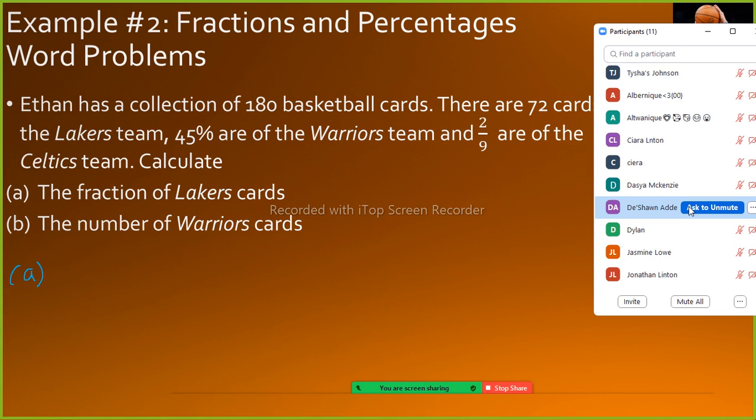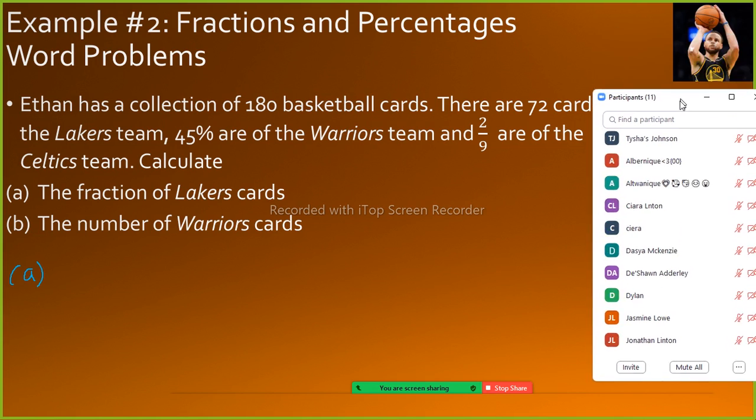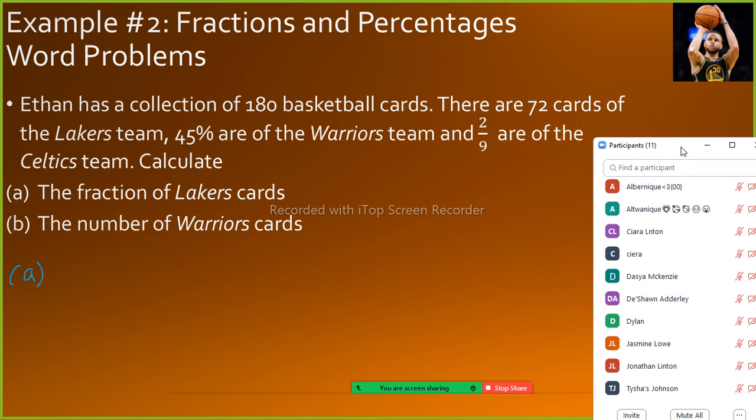Yes, sir, I'm here. How do you do number A? The fraction would be 72 over 100? Why over 100? 72 over 180, sorry. Yeah, very good. So 72 over 180. Okay, good.